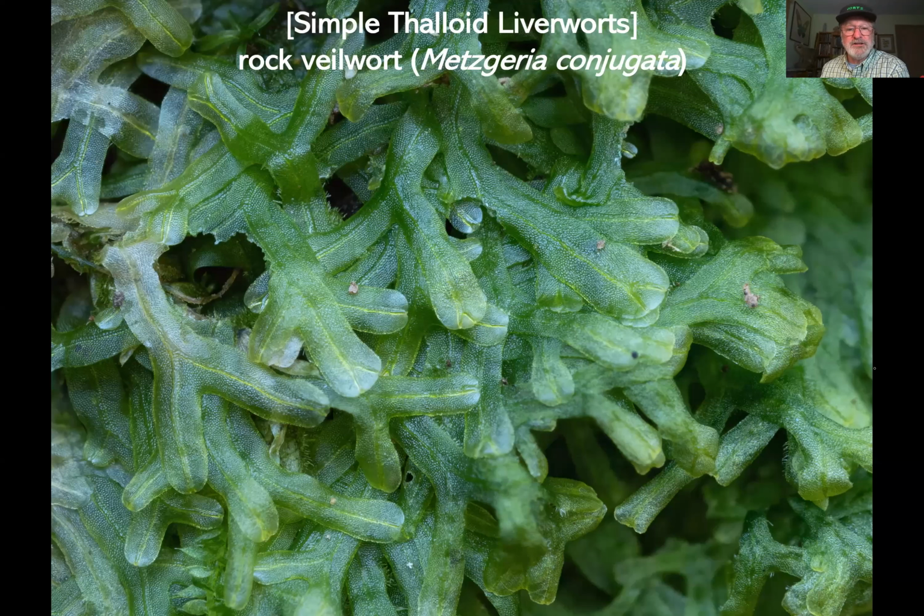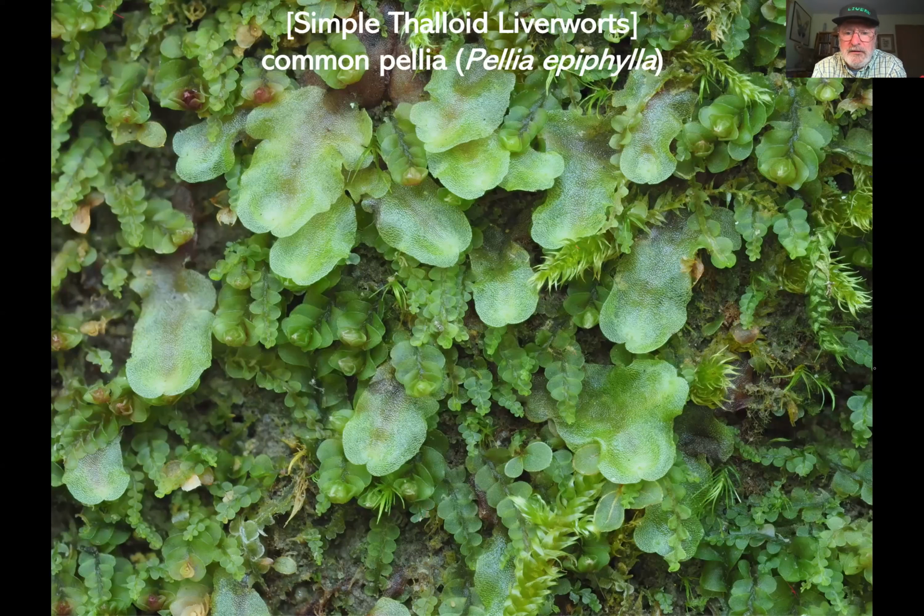This is Metzgeria conjugata, which doesn't produce gemmae, and I am told often produces sporophytes. So here's another really, really common liverwort that you're likely to see in any outing to damp, shady rocks in woodland situations, especially acidic ones like sandstone. And this is called Pellia epiphylla, and it's growing here with a leafy liverwort. But let's direct our attention to the Pellia.